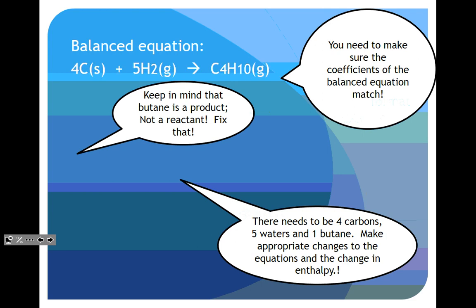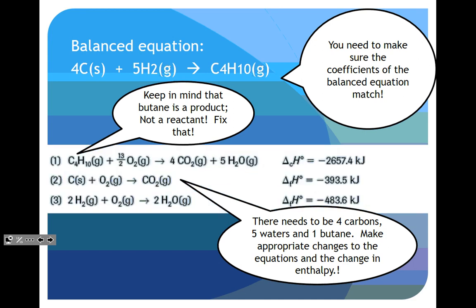Okay, so here's the balanced equation. I have 4 carbons plus 5 hydrogen yields 1 butane. You need to make sure the coefficients of the balanced equation match. Keep in mind that butane is a product, not a reactant. Fix that. Okay, so there's the information that we have. Here's my butane. It's a product. Here it's a reactant. That has to be fixed. And there needs to be 4 carbons. Notice that there's 4 carbons here. And notice here there's only 1 carbon, so I have to fix that.